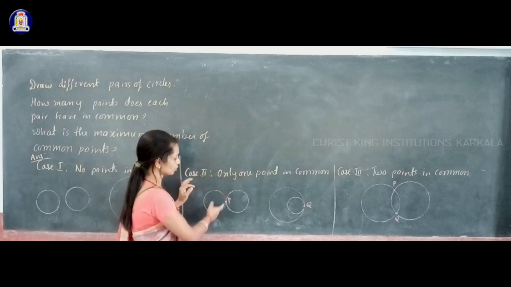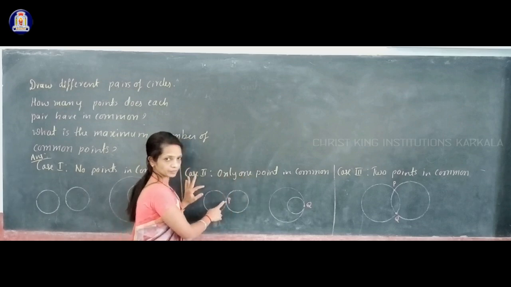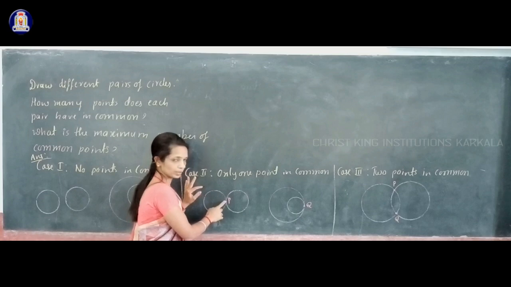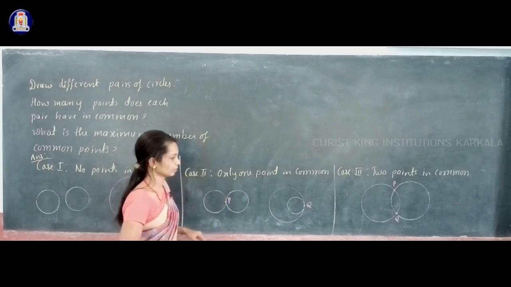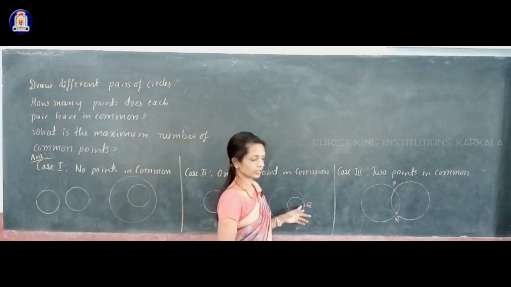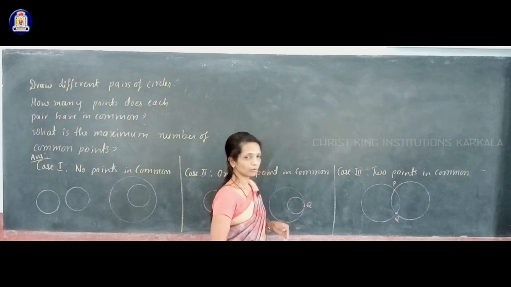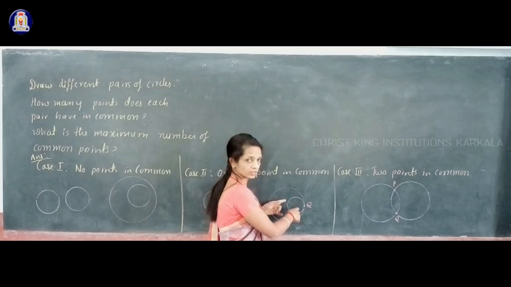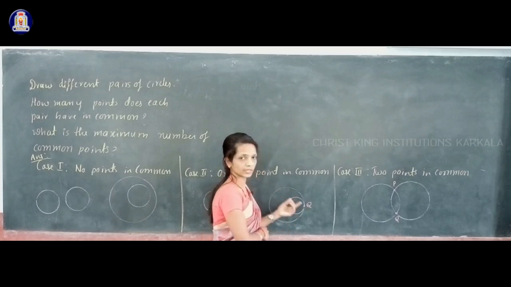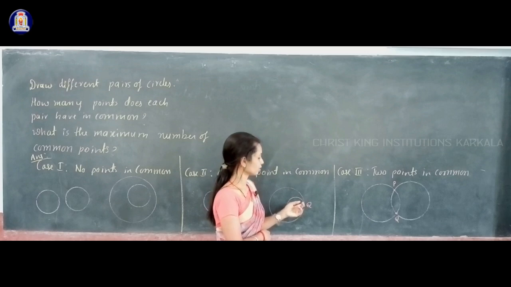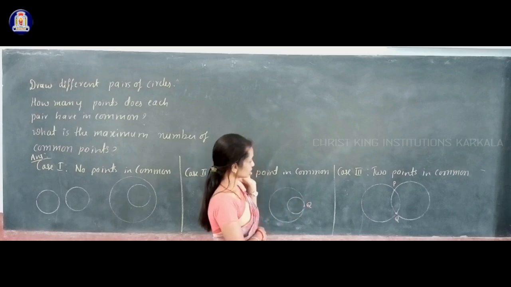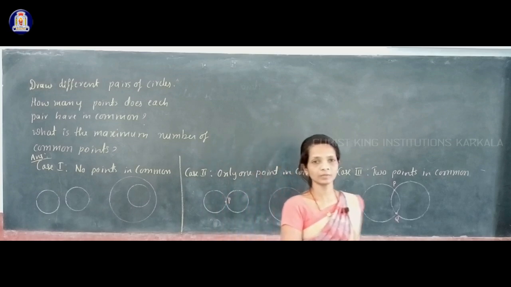Case 2 is that there is only one point in common. Suppose you draw the circles in this way, then the 2 circles have only one point in common. Point P belongs to the left circle as well as the right circle. If you draw 2 circles in this way, then also you have only one point Q in common. Q belongs to the inside small circle and also to the outside bigger circle. So this is the second case, only one point in common.